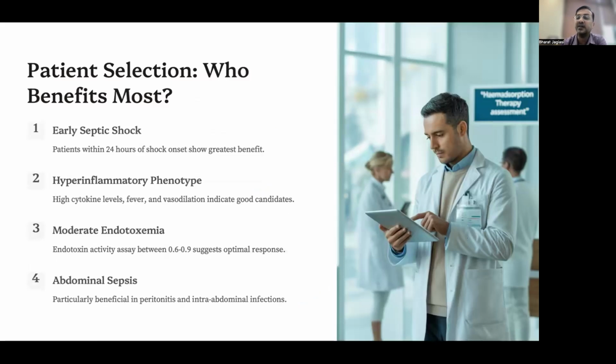So patient selection is very important. Who benefits? Early septic shock patients who present within 24 hours, when the markers are very high. Patients with a hyperinflammatory phenotype, maybe the delta phenotype, where IL-6, IL-10, and tumor necrosis factor levels are very high, would benefit more from this kind of therapy. Also patients with moderate endotoxemia, 0.6 to 0.9, because beyond 0.9 the filter did not have the capability to clear it. And of course, it has been studied very widely in abdominal sepsis, so it is particularly beneficial in peritonitis and intra-abdominal infection.